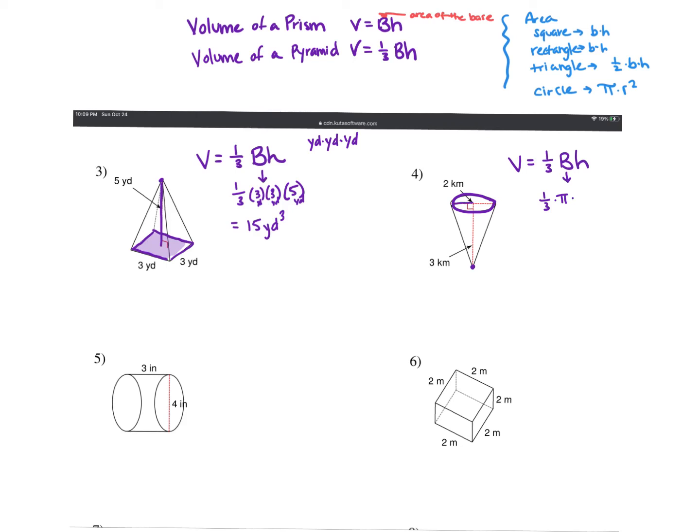Well, the full length, the diameter, is 2. The radius is half of the diameter, so the radius is 1. 1 squared means 1 times 1, so that's 1, times the overall height from the base to the top of the pyramid, or in this case the bottom since it's upside down, is 3. Okay. 1/3 times pi times 1 times 3 gets us about 3.14. That's an about symbol because I'm rounding. And its volume again, so it's kilometers cubed.